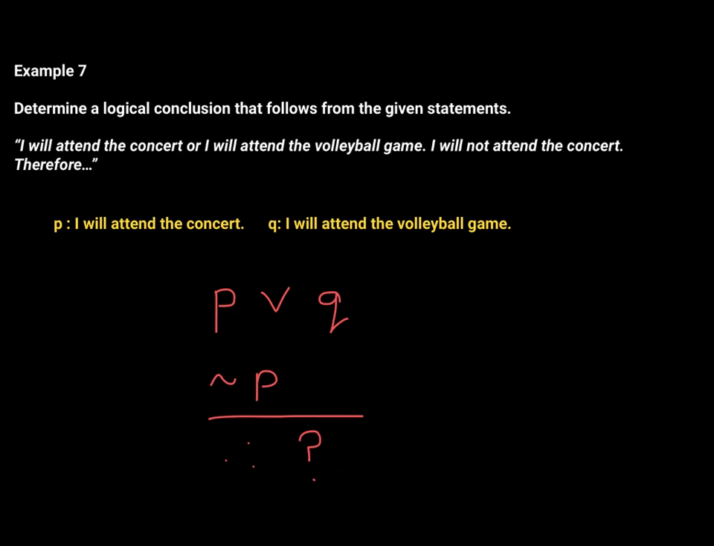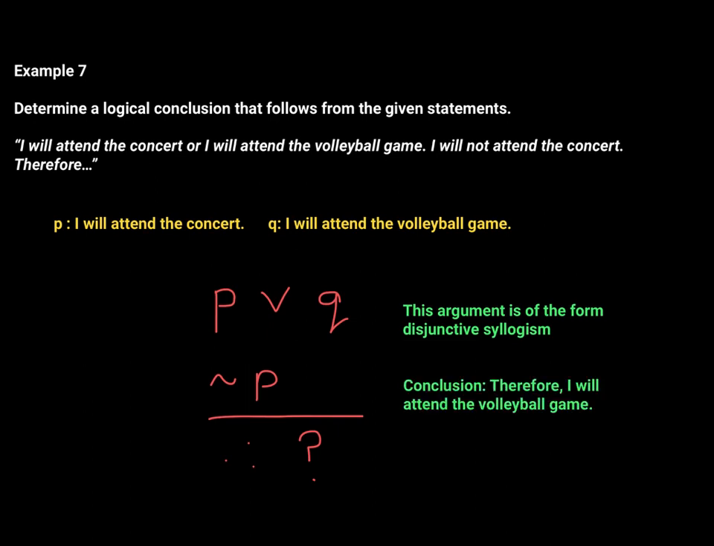Now, in order to make this a valid argument, we have to replace the question mark with a statement that makes this valid, right? So this argument is of the form, do you know it? Disjunctive syllogism. Very good. So therefore, the logical conclusion is, I will attend the volleyball game. So make sure you've identified it as a disjunctive syllogism. So the logical conclusion is, therefore, I will attend the volleyball game.